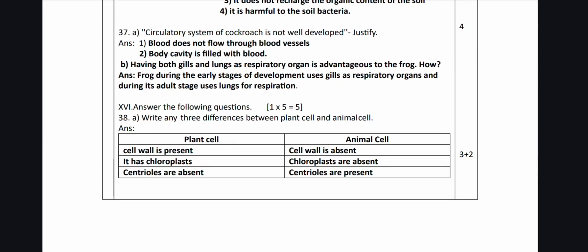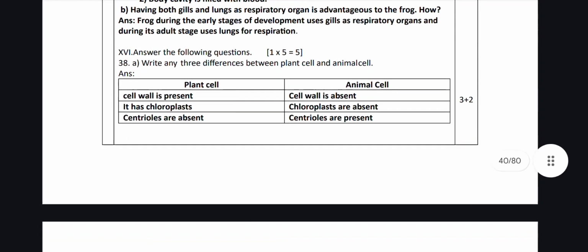So plant cell has chloroplast, so only it is green in color. Chlorophyll is present in chloroplast, so only plants are green in color. Chloroplasts are absent in animal cell, so we are not green in color. So chloroplasts are not at all present in animal cell, but these are present in plant cell. Centrioles are absent, so plant cell doesn't have centrioles. In animal cell, centrioles are very much present.